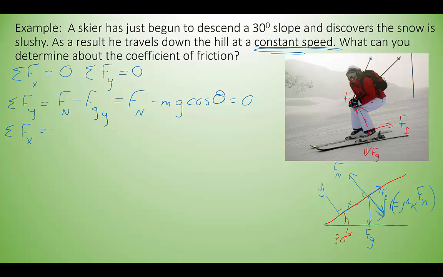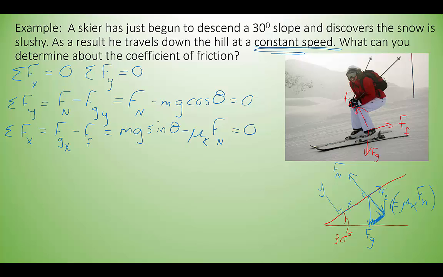This time, however, the normal force only acts in the y direction, so we don't have to worry about that. But we have the x component of the weight of the skier here, and we have the frictional force. So the sum of the forces in the x direction will be the weight of the skier in the x direction minus the force of friction. So we get mg sine theta minus mu sub k Fn is going to be equal to 0.